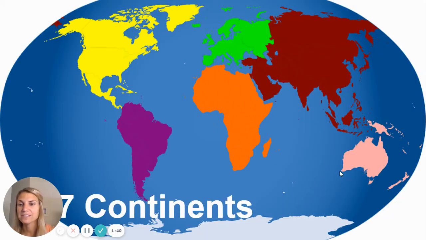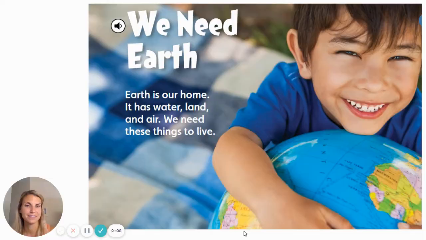So there are 7 continents on our planet. We have where we live, which is North America, the yellow continent, South America, Europe, Asia, Africa. Over here, the pink one is Australia, and then the continent of Antarctica.